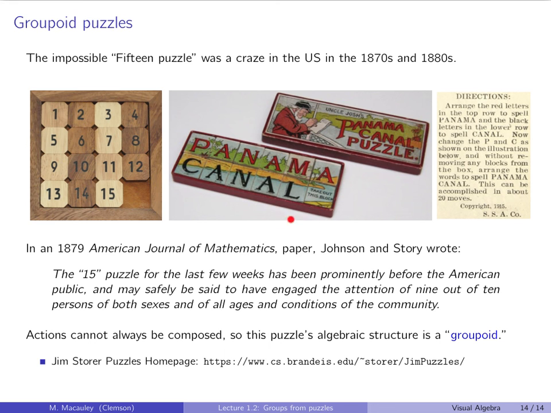So this picture was taken from Jim Storr's Puzzles homepage. He's a professor of computer science at Brandeis, and he has a couple dozen puzzles like this where he's explored the mathematics of it and the combinatorics. And I encourage you, if you're interested, to take a look at that.